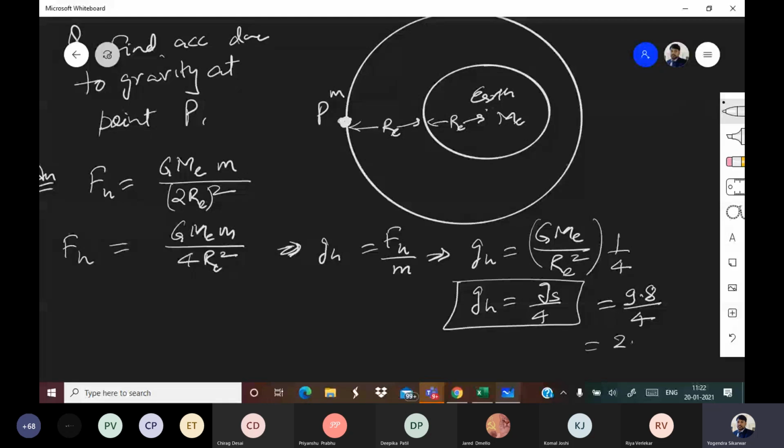Now, why did you use this formula? The height of the object, as compared to the radius of Earth, is not very small, so we cannot use that formula. All right. Okay, let us move further.